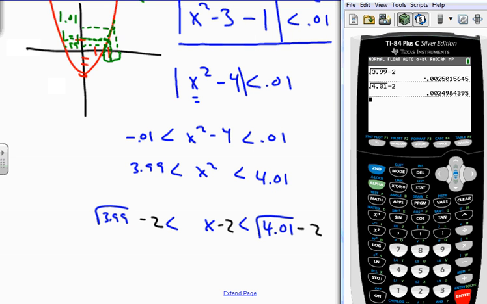All right, and we're back, and as you can see, my calculator just happened to pop up. As we find these values, you can see that I plugged into my calculator the square root of 3.99 minus 2, and we have negative 0.0025. And on the other side, when we did that, we get 0.0025 when we round, and they happen to be the same value.